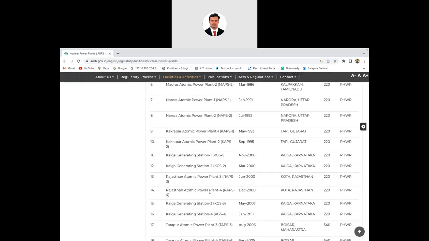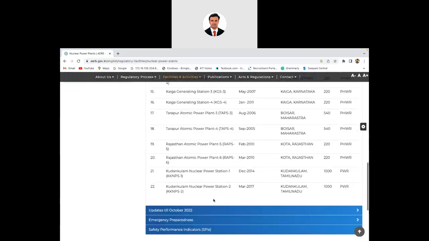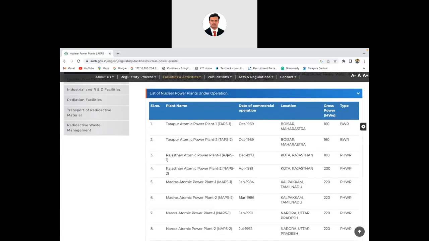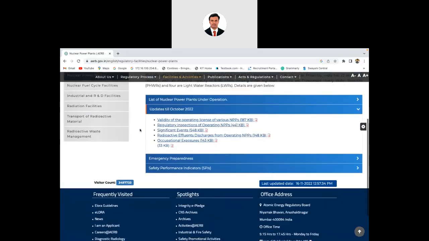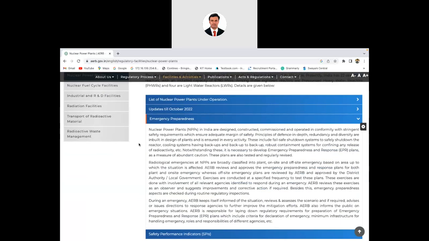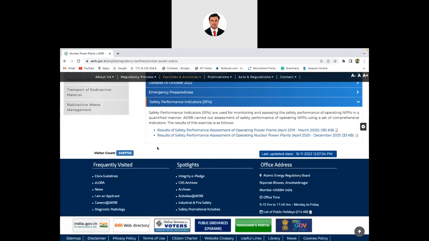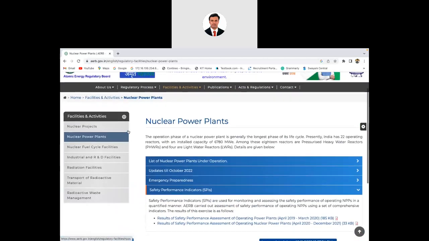Later on, you will see the different types of power plants which are in operation today in India, their capacity and their types. This PWR means pressurized water reactor. So these are the different nuclear reactors which are already installed and in operation in India. Also, you will see the different safety procedures, emergency preparedness, etc., regarding the nuclear power plant.